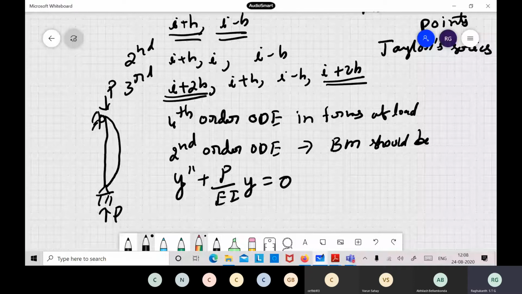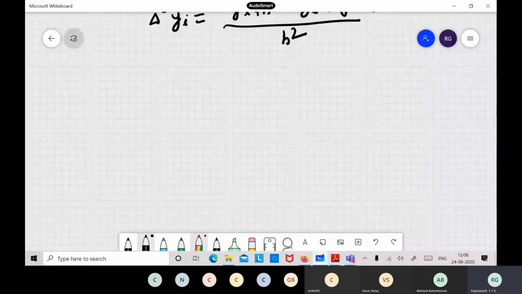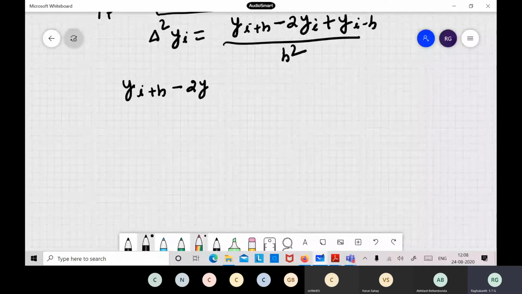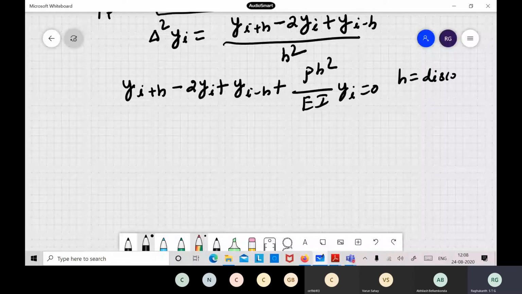Like I told you last class, you replace the second derivative with the difference equation: y of i plus h minus 2 times yi plus y of i minus h, divided by h square. Substitute in this expression, which we already wrote last class: y of i plus h minus 2 times yi plus y of i minus h plus P h square by EI into yi equals zero, where h is your discretization, like how many points you are going to discretize into.